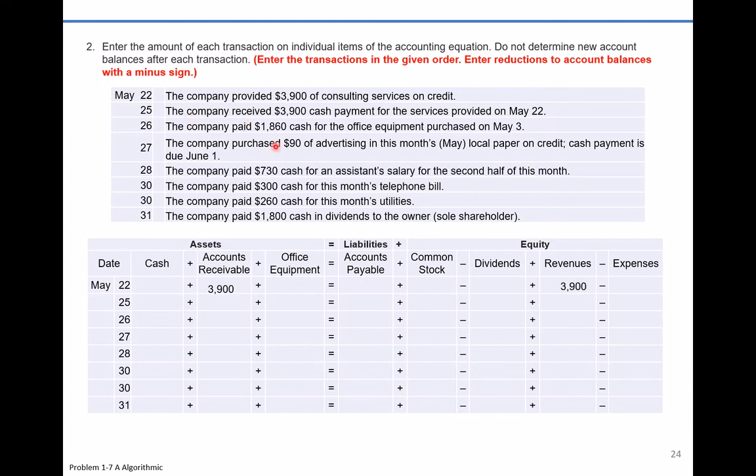And then on the 25th, that customer paid their IOU off. So this $3,900 is going to go away with a negative $3,900, and now they're going to get cash from that customer.